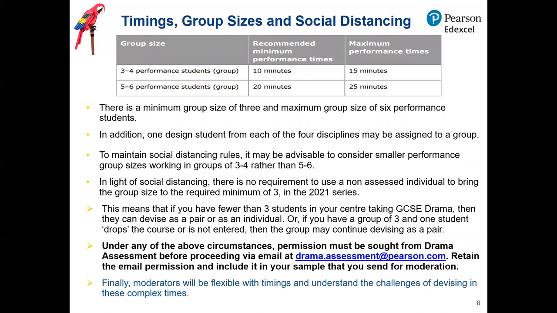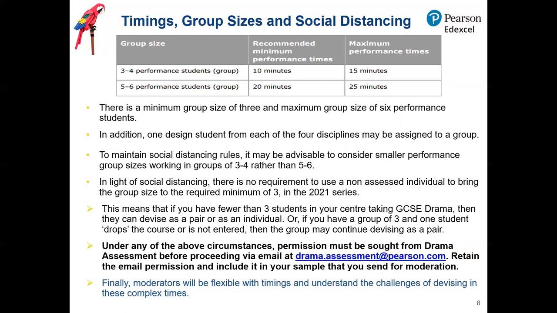Timings, group sizes and social distancing. So you can see on there the grid that is taken directly from the specification, which outlines the group sizes, the recommended minimum times for the performances and the maximum performance times. There is a minimum group size, as you can see, of 3 and a maximum group size of 6. And this is performance students within the group. In addition to that minimum and maximum, you can have one design student from each of the 4 disciplines, and that's assigned to each group also.